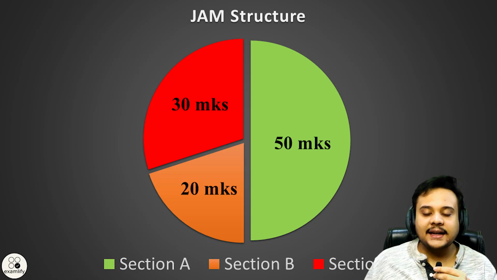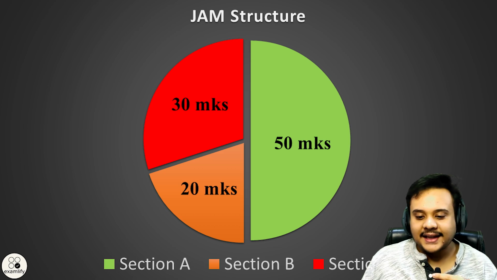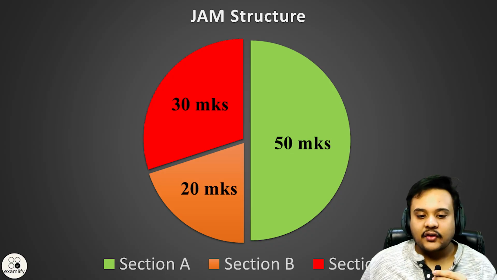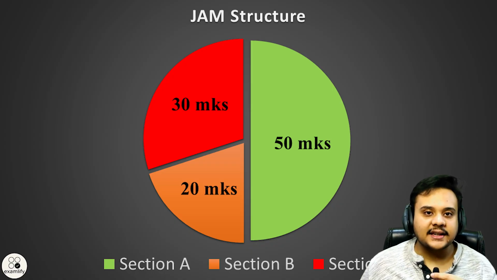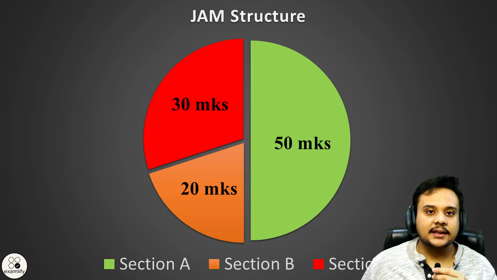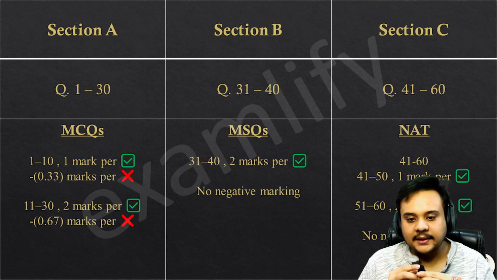We know that the duration of the JAM exam is 3 hours, right? And we can see here that there are three sections in the JAM exam. The first section is section A, where you get 30 questions which are of 50 marks. Right now we are just looking at the weightages of the three sections. Section B is of 20 marks, and section C carries 30 marks.